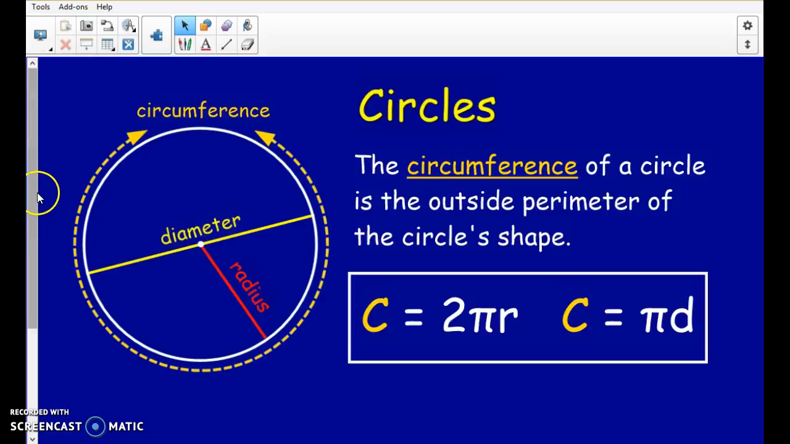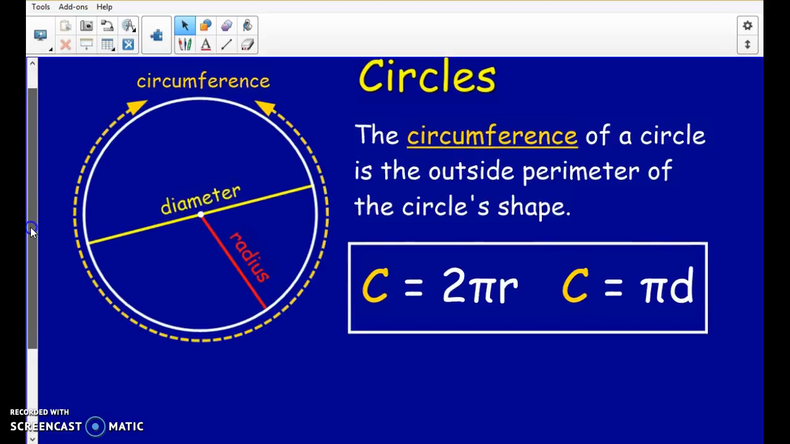All right. One formula you need to know for today is circumference, and there's two ways to find circumference. You can do 2 pi r if it gives you the radius, or you can just do pi times d. Since the diameter is twice as big as the radius, that's why we can eliminate the 2. 2 times r is just going to give us the diameter.